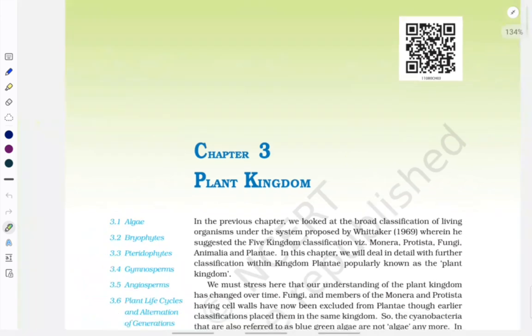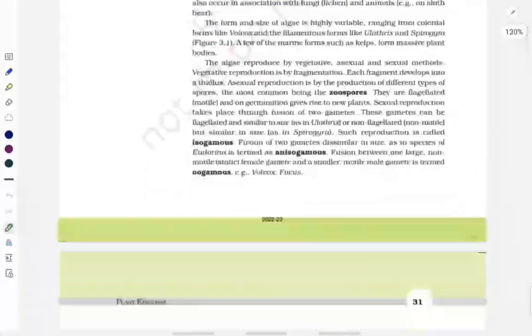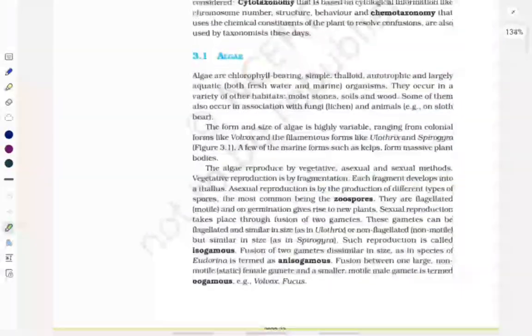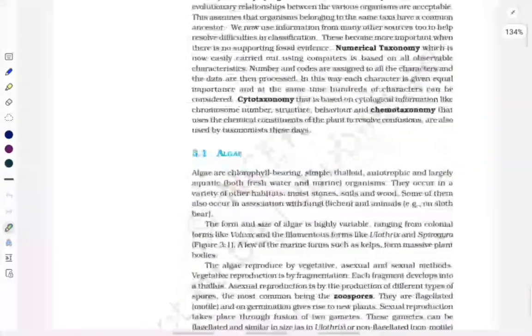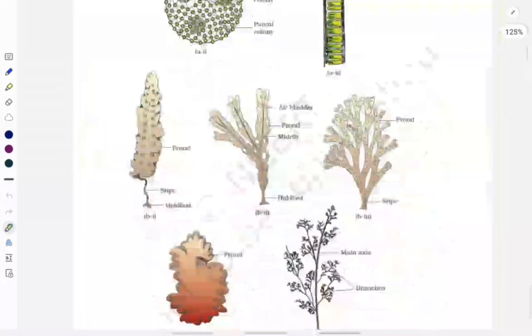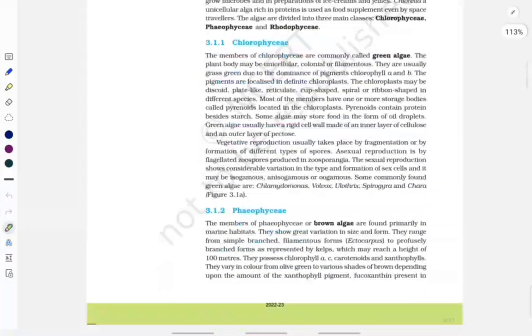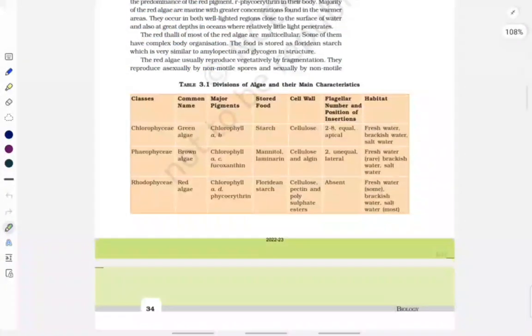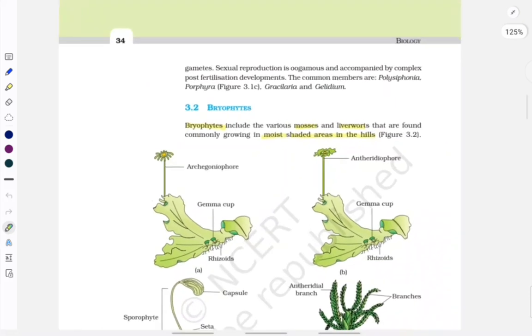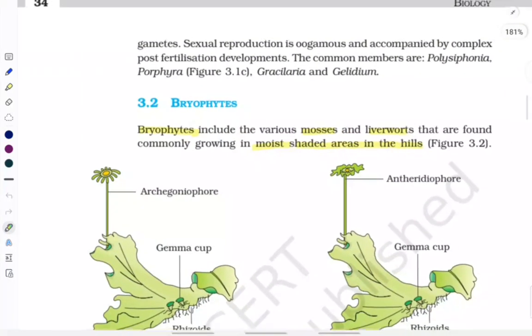In the previous video, we were reading the chapter Plant Kingdom. Let's just continue from where we left. We were done with the introduction of Plant Kingdom and algae. We thoroughly learned about these diagrams. We learned about chlorophyceae, phaeophyceae, and rhodophyceae. Now we are supposed to begin with the topic bryophytes. So let's begin this topic right away.